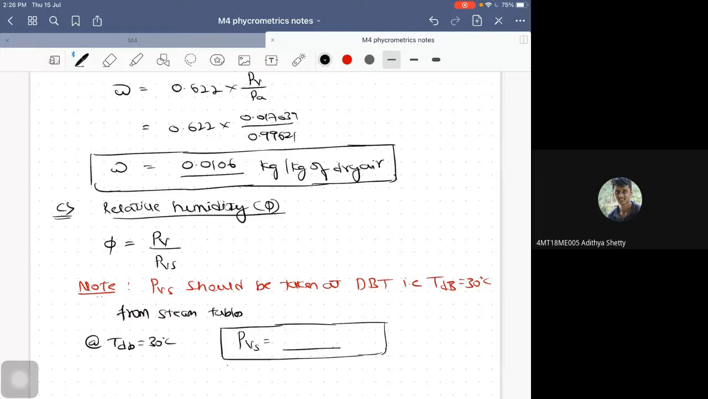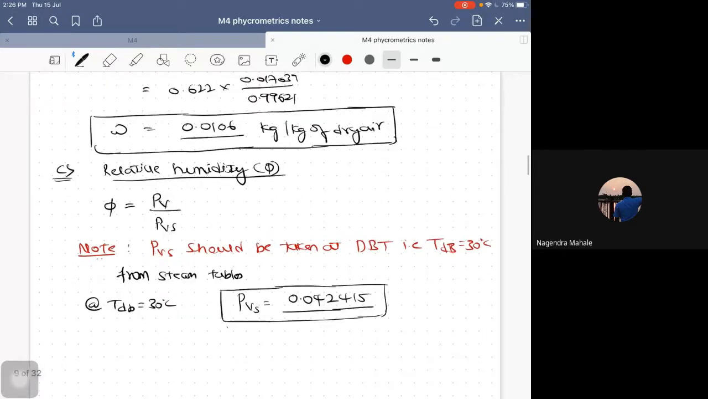Do I get the value of 30 directly? I guess it is a whole number. I hope 0.042. Okay, 0.042415. So now I have the value of PVS. PV I already calculated. Now substitute the value of PV and PVS to calculate the relative humidity.